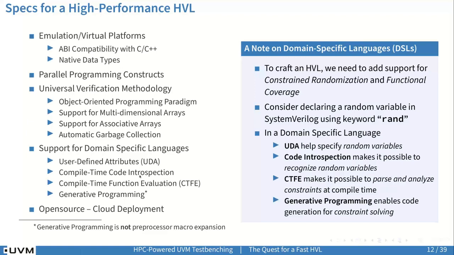So basically, you are able to introspect your code, which is maybe written at the end by the person making the verification IP, but the library is able to introspect what are the components inside it, and it's able to generate constraints based on the constraint specification given in the user code. And finally, it needs to be open source, because with the open source hardware, there'll be a lot of cloud deployment of verification systems.